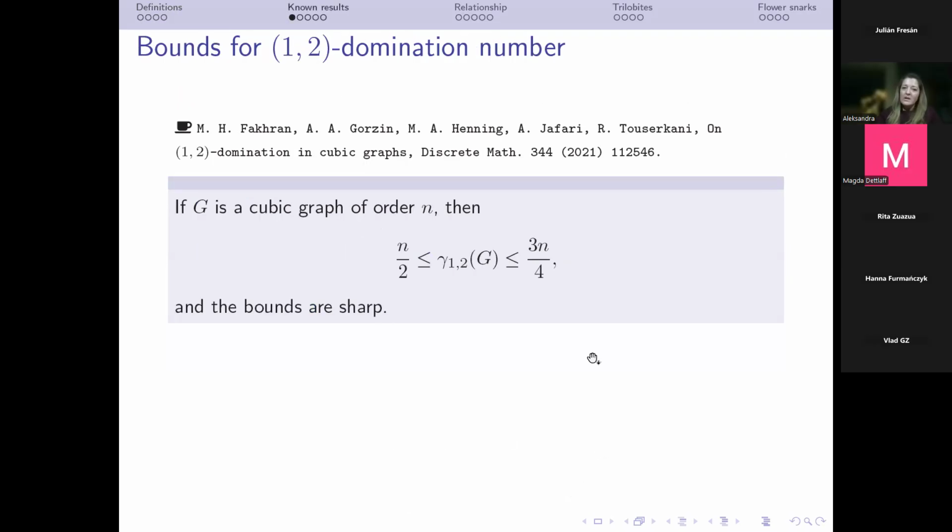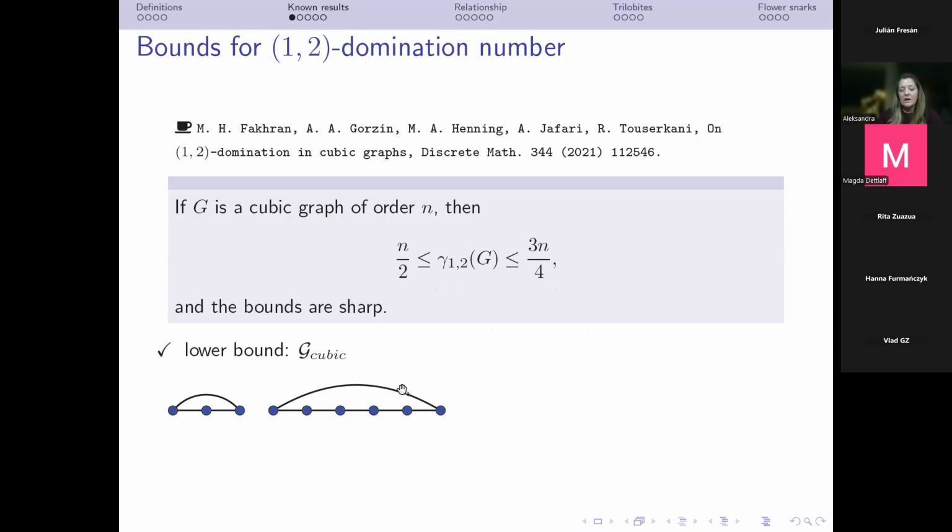We can learn from this paper that gamma 1-2 of G of any cubic graph of order n is squeezed between half of the order of the graph and 3/4 of the order of the graph. And the authors proved that both bounds are sharp. For the lower bound, they even characterized all the graphs which attain this bound, and they denoted this family of graphs with G cubic.